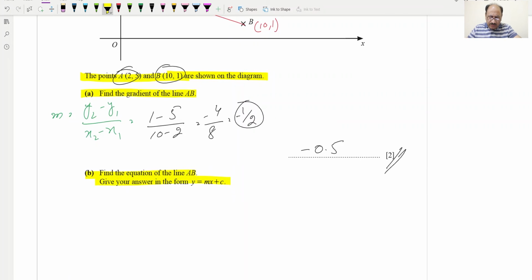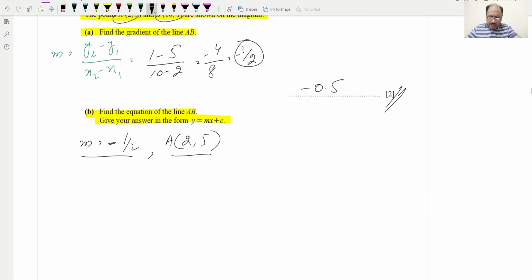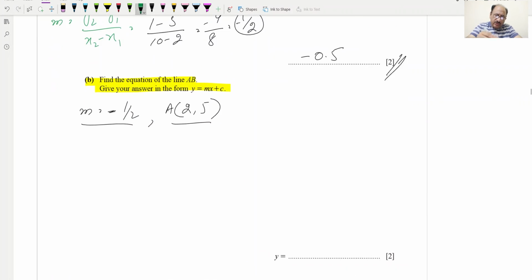Give your answer in the form of y is equal to mx plus c. Now we have the gradient, and the gradient is minus 1 by 2, and we have points A and B, so we can use any of the points. I'm using the point A, which is (2, 5), and these two pieces of information we can use to write the equation. And we know that the equation of a line in point slope form is y minus y1 is equal to m into x minus x1.